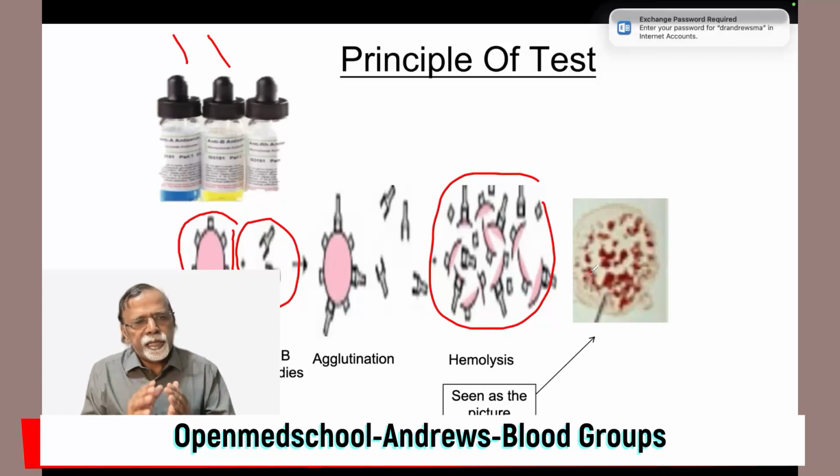So the point to be remembered is that in a patient with blood group A, there is no anti-A, but there will be anti-B in their serum. In the same way, in a B group blood, there is no anti-B in the patient's plasma, but there is anti-A. So this is just for completion's sake.